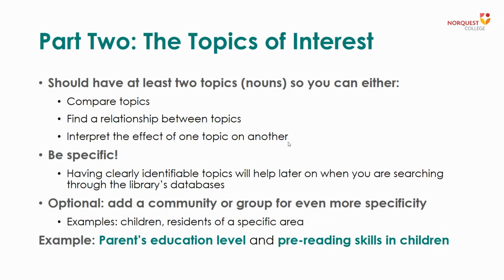However, keep in mind that the more specific you get, the harder it may be to find sources that help you answer your question. So there's a balance between broadness and specificity that you kind of want to be aware of or maintain. Two examples of topics of interest for our writer here are parents' education level and pre-reading skills in children. So this person has decided to write about two specific communities, being parents and children, and the specific topics being education of the parent and pre-reading skills in children. So how do children learn how to read?